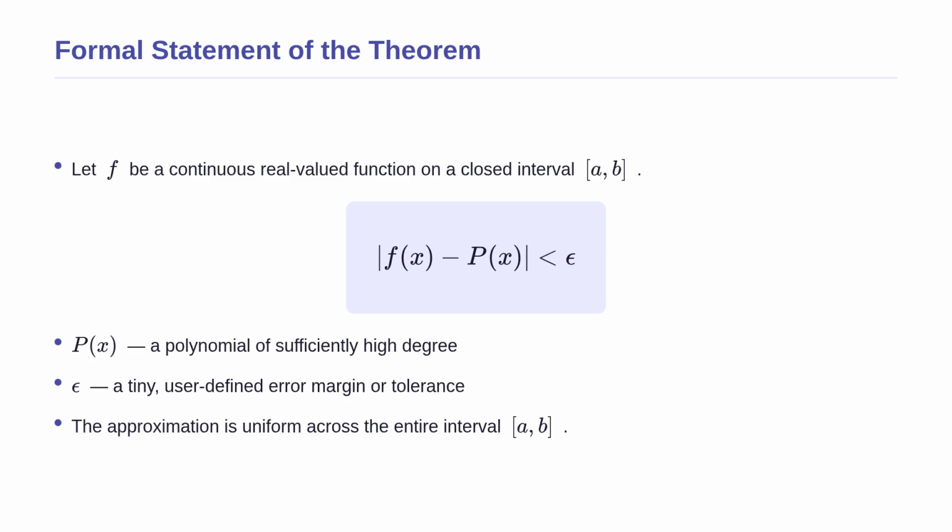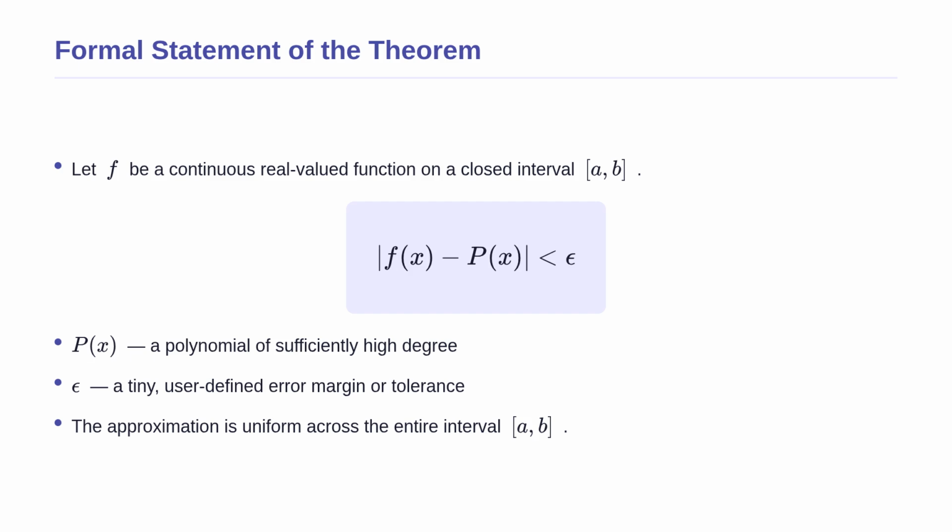Now that we have the intuition, let us state this foundational concept formally. Let f be a continuous real-valued function defined on a closed interval from a to b. The theorem states that for every epsilon greater than 0, there exists a polynomial p of x such that the absolute difference between f of x and p of x is strictly less than epsilon for all x in that interval. Here, the Greek letter epsilon represents a tiny user-defined error margin.